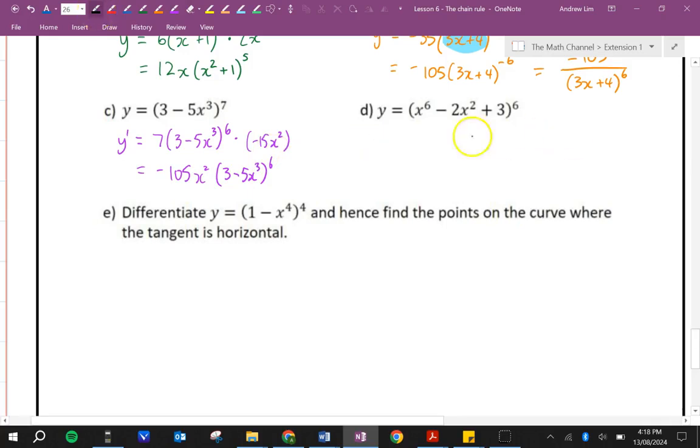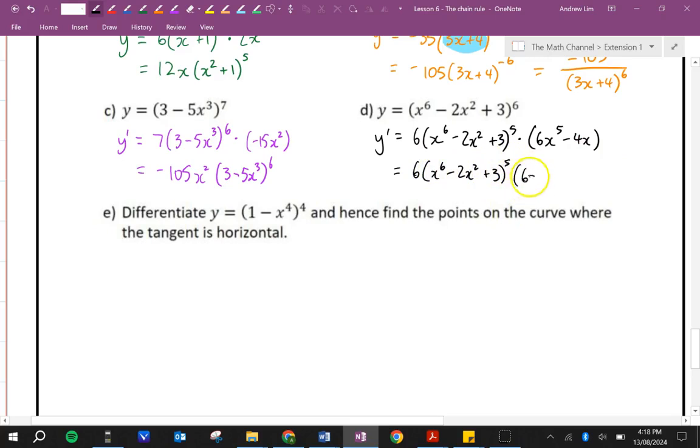Question D. Y dash equals, bring down the power, write what's in the brackets, reduce the power by 1, times by the derivative of what's in the brackets. That's equal to 6x to the power 5 minus 4x. That's it. If you want to tidy up, you can. If you don't want to write that dot, that represents times, that's fine.